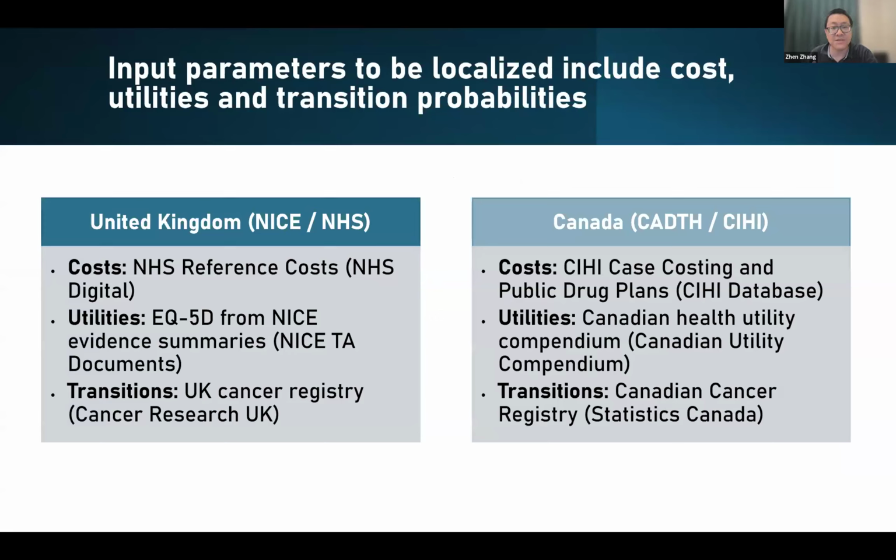So in this example, as Karam nicely laid out the structure of the Markov model with three different states, we're going to use two countries as an example, like UK as well as Canada. So for UK, you can see the listed parameters are the key input for the Markov state model. And for the model we have the costs, utilities, and also transitions. So you can see the input could be different for different countries based on local regulatory or HTA body recommendations or guidelines. And the utility will also vary by population in each country or region.